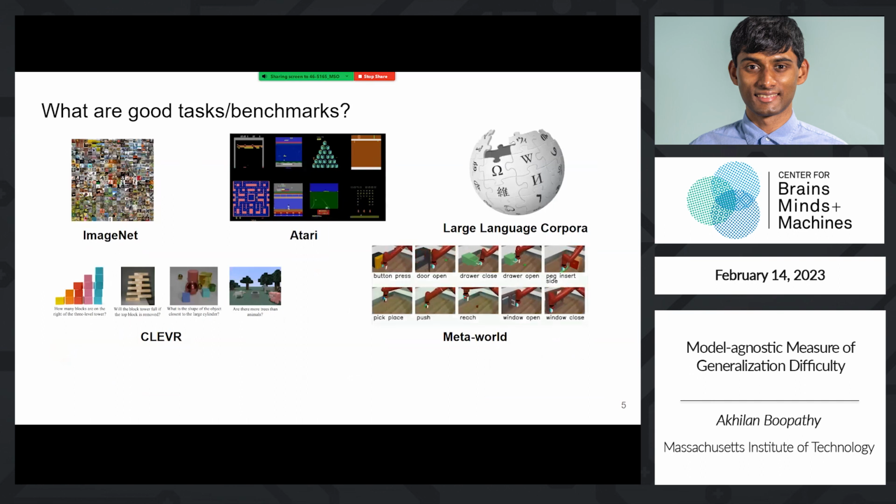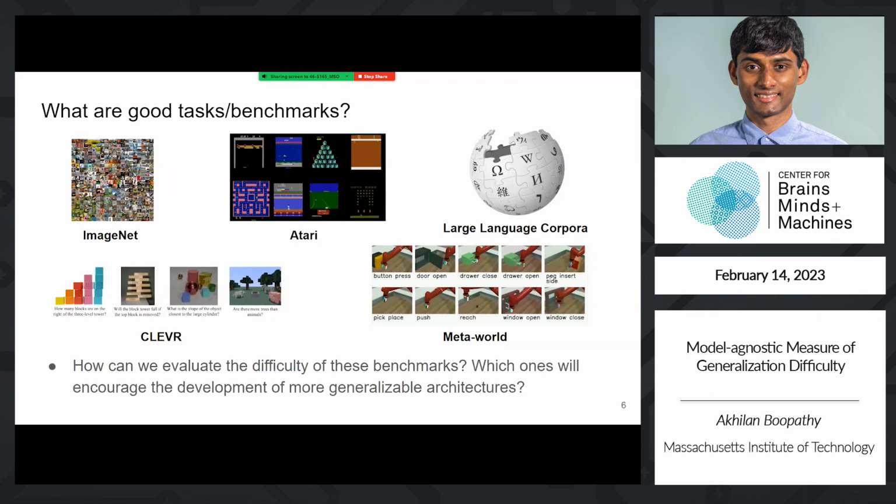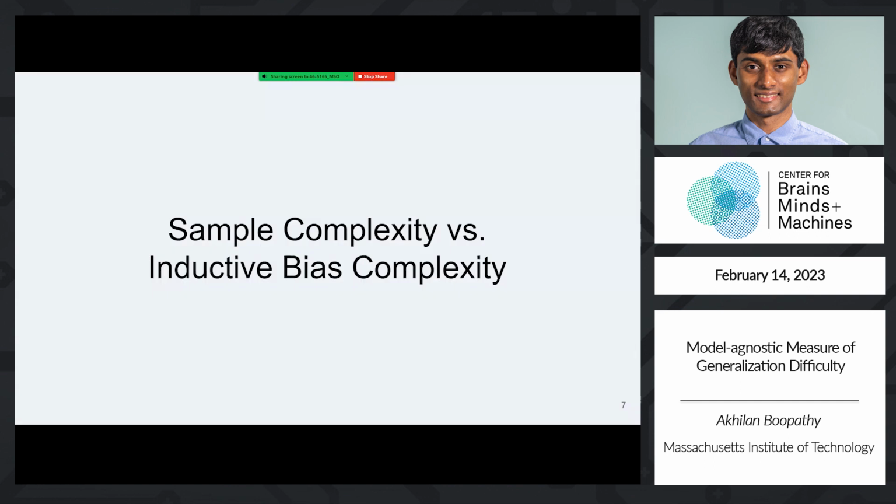Given that we historically know that good tasks and benchmarks are super important for progress in the field, this raises the question: how do we know what a good benchmark is? Specifically, how do we know which benchmarks encourage the development of more generalizable architectures and learning algorithms? That's the question we're going to try to answer in this project. To answer it, we're going to first look at the distinction between two concepts, sample complexity and a concept I'll call inductive bias complexity. I'll go into what that means in just a few slides.